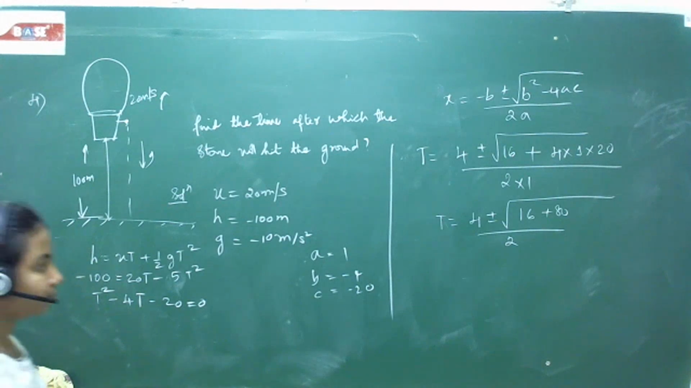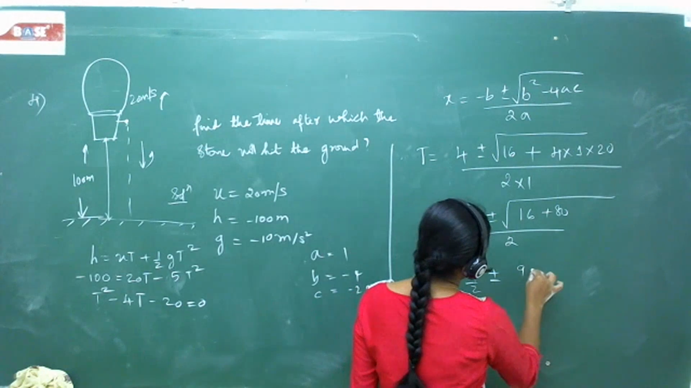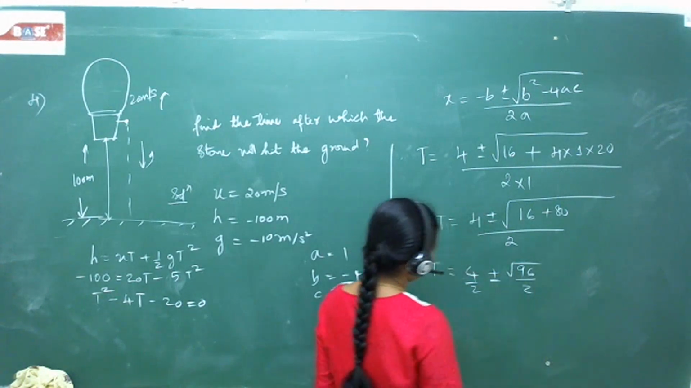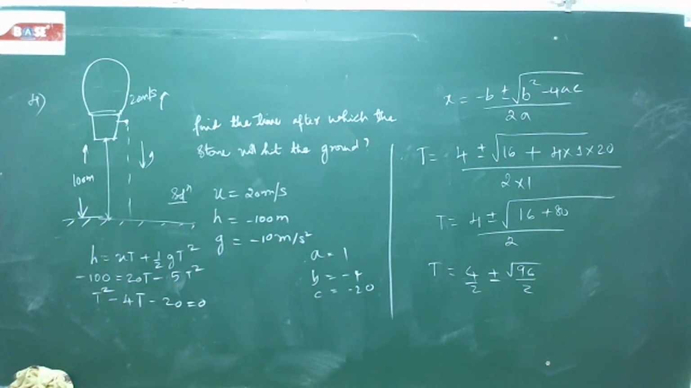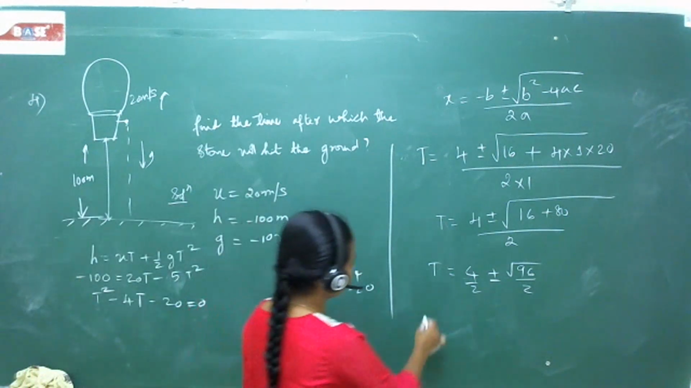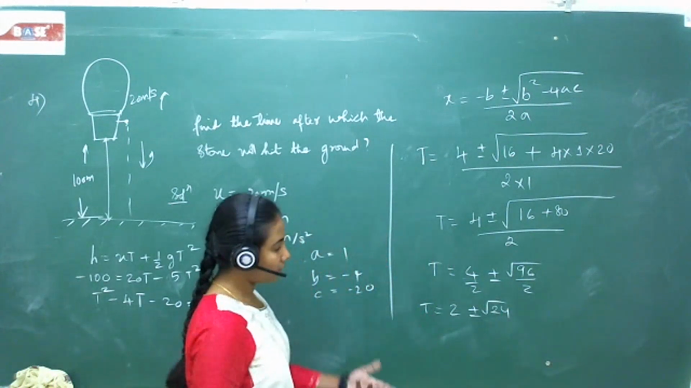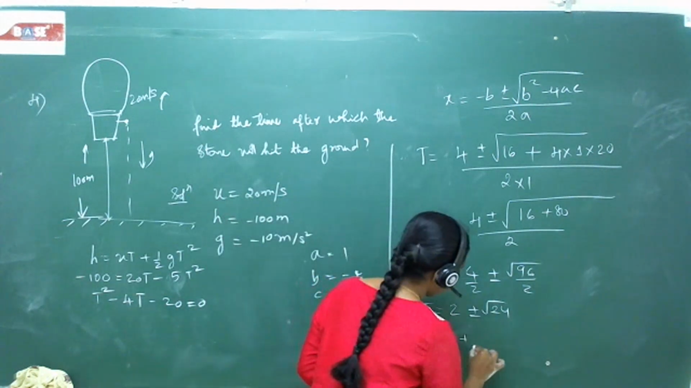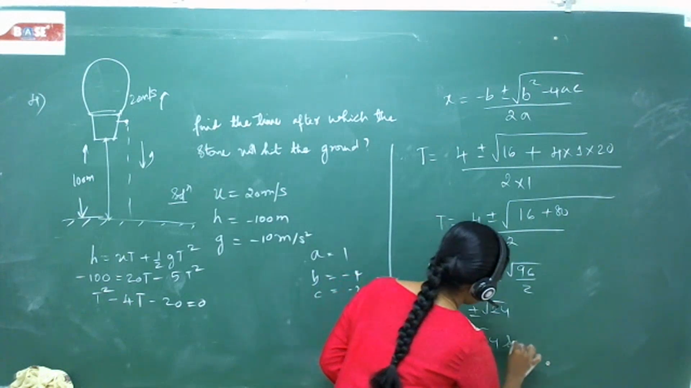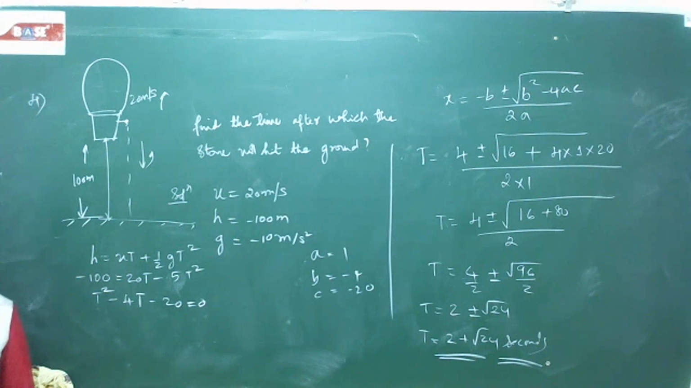So this is 4 plus or minus under root 96, divided by 2. Correct? So here t is equal to 2 plus or minus under root 24. Since time cannot be negative, I will take only the positive value. That is t equal to 2 plus under root 24 seconds. So this is the time required for the ball to hit the ground.